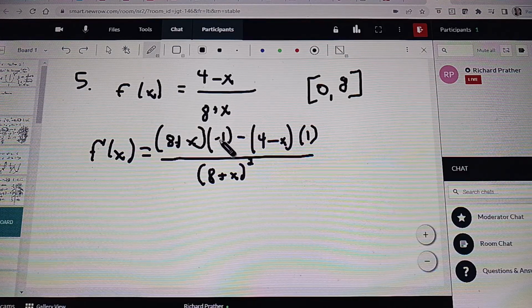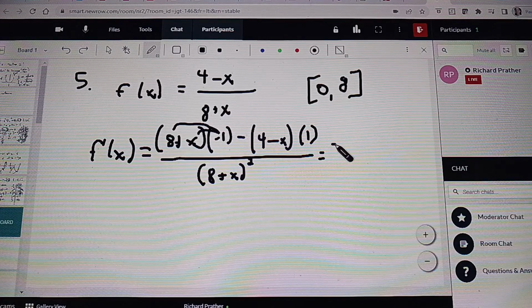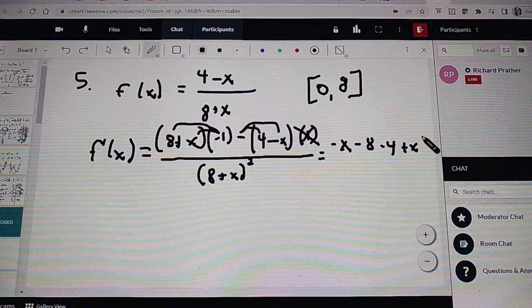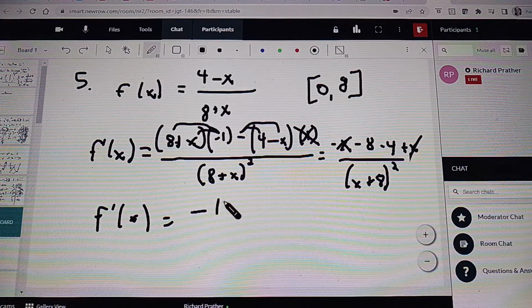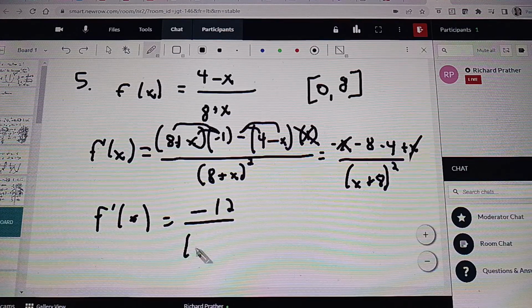If I clean up the numerator, this would be -8 and -x, or if I want to put the x first, maybe -x minus 8. And this 1 is not going to matter, so this is -4 and positive x. The x's cancel. You could even rewrite this as x plus 8 if you like that better, since addition is commutative. So the derivative function is -12 over (x plus 8) squared.